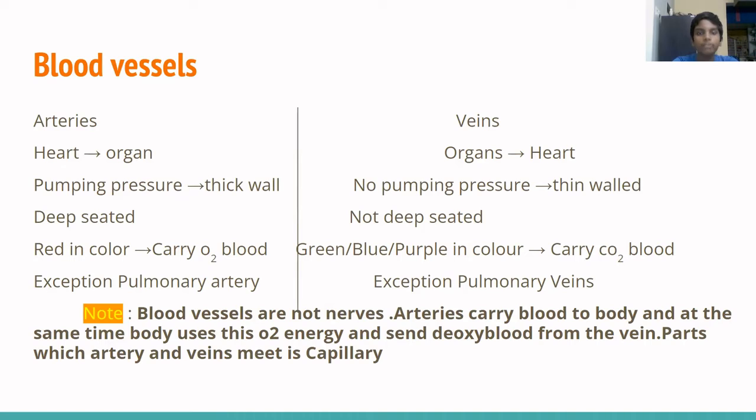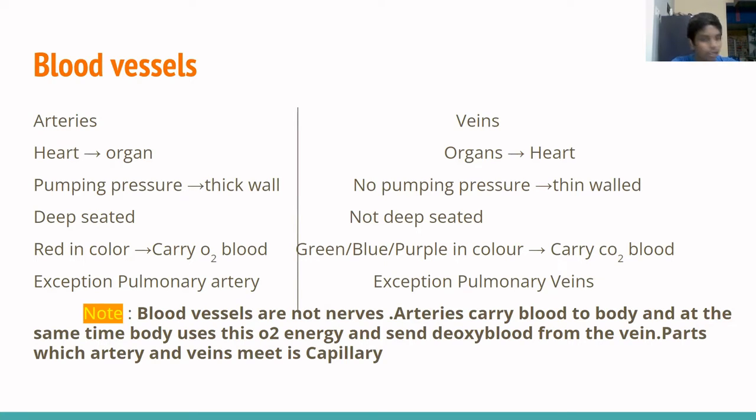Veins receive no pumping pressure, so they're thin-walled. They're not deep-seated. They're green, blue, purple in color as they carry carbon dioxide-rich blood. Exception is pulmonary veins, which is an artery.